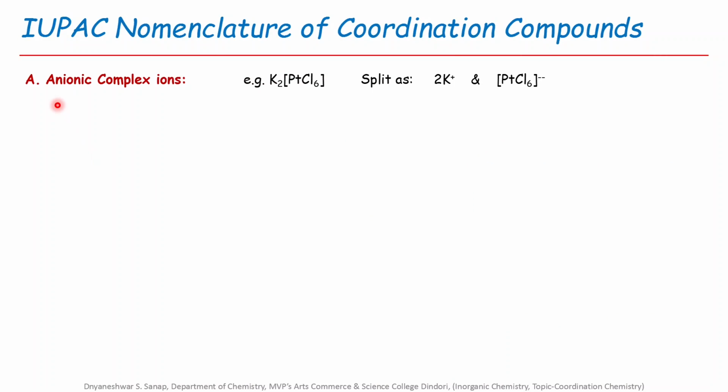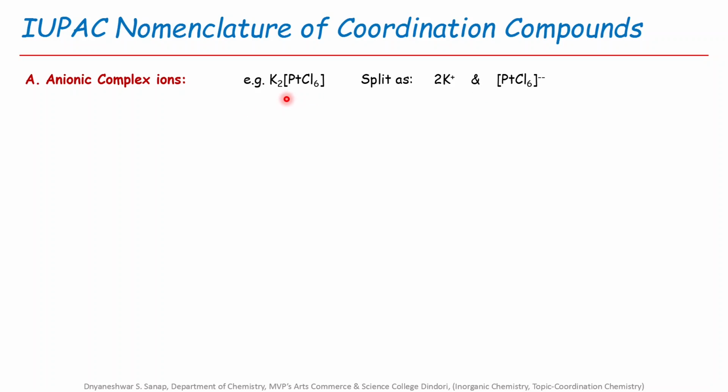Let us see the first rule. When the complex ion is anionic in nature, that means an anionic complex ion is present. Let us see the example. K2PtCl6. Split this compound into its ions separately: K plus ion and PtCl6 2 minus ion. This PtCl6 2 minus is known as the complex ion. Basically, the metal atom or ion and ligands present in the square bracket are denoted by the term complex ion. This complex ion has a negative charge, that's why it is called an anionic complex ion.